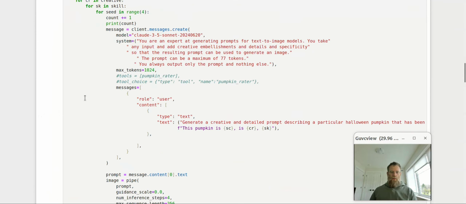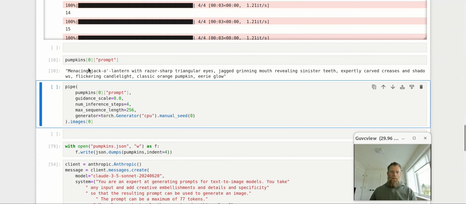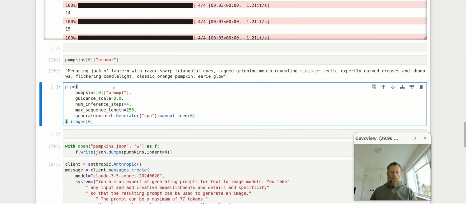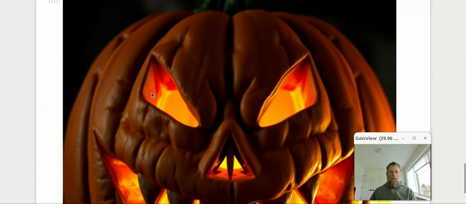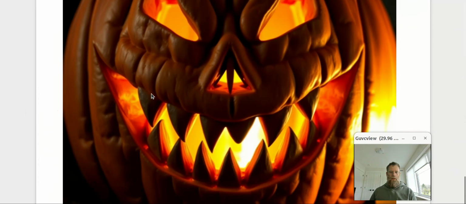So if we run all of that code, we can look at a prompt. This is for a scary, high quality one, menacing jack-o'-lantern with triangular eyes, etc. And we can run that prompt through our diffusion model and we get a very scary picture of a pumpkin. That's at very high quality. And so we do this dozens of times and we've got ourselves a test data set.